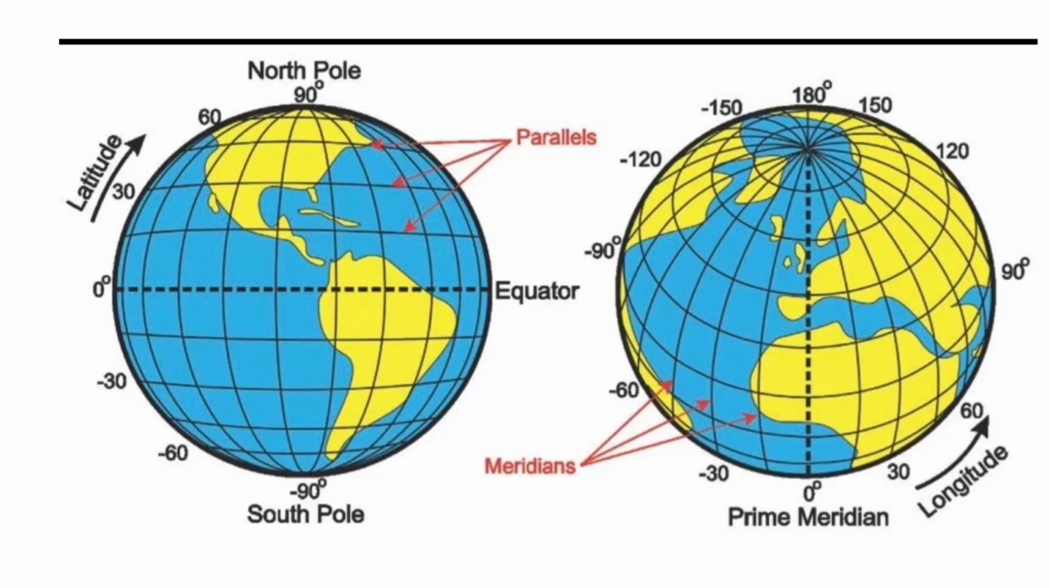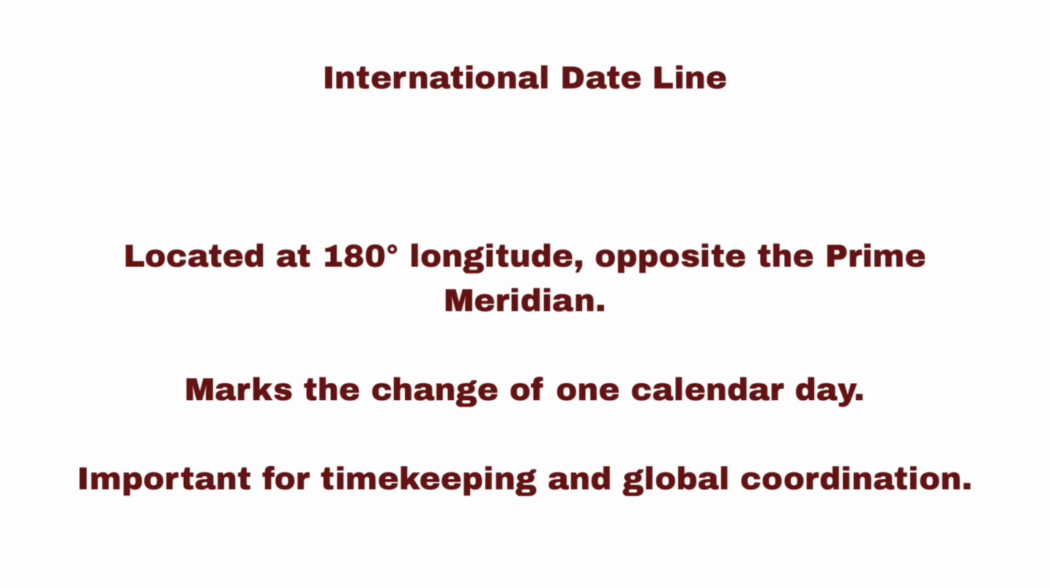The International Date Line is an imaginary line located at 180 degree longitude. The date changes when we cross this line. Crossing east to west, add 1 day. Crossing west to east, subtract 1 day. The International Date Line is not straight. It bends to avoid cutting through countries and islands.